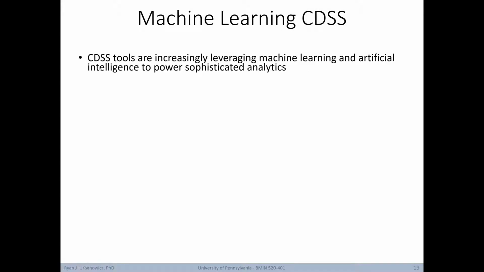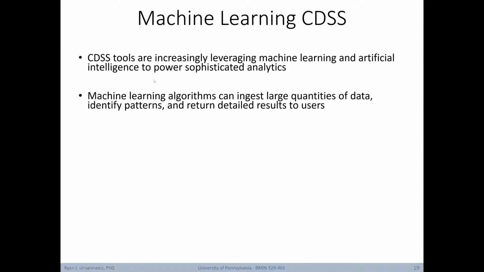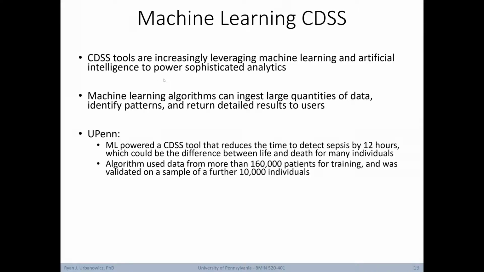Clinical decision support systems are increasingly leveraging machine learning and artificial intelligence to power sophisticated analytics. Machine learning algorithms can ingest large quantities of data, identify patterns, and return detailed results to users. UPenn utilizes machine learning powered by a CDSS tool that reduces the time to detect sepsis by 12 hours, which could be the difference between life and death in many patients.